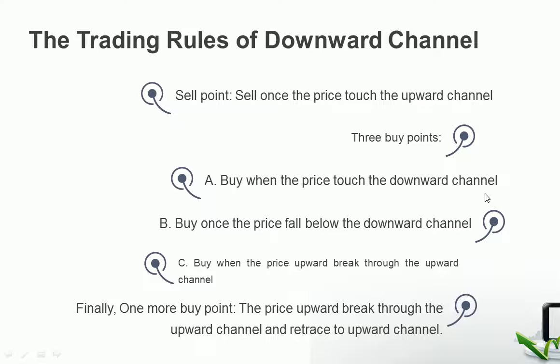Okay, so the trading rules of the downward channel. If the share is in the downtrend, you should know that there are only 1 sell point and 4 buy points. For the sell point, sell once the price touches the upward channel. 3 buy points: buy when the price touches the downward channel. Buy once the price falls below the downward channel, and buy when the price breaks upward through the downward channel. So finally, one more buy point: the price breaks upward through the downward channel and retraces to the downward channel again. So here is the buy point.